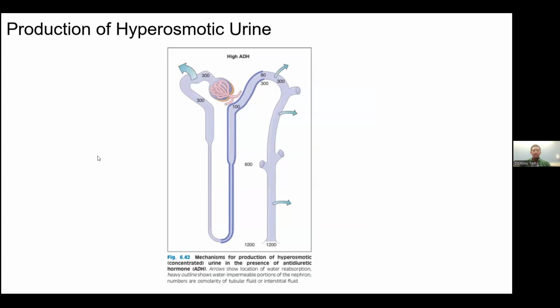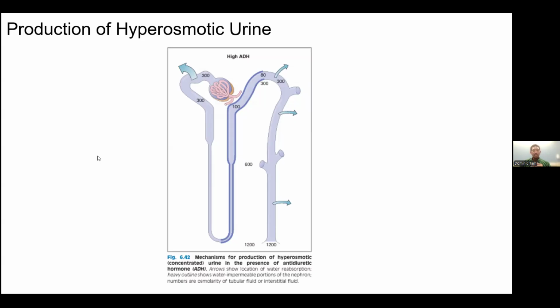So how is urine concentrated, or how do we produce hyperosmotic urine? By definition, this is urine which has an osmolarity that is higher than blood osmolarity. Hyperosmotic urine is produced when circulating levels of ADH are high and occurs in water deprivation or in conditions such as syndrome of inappropriate antidiuretic hormone. The osmolarity of glomerular filtrate is identical to that of blood when it starts off. It's about 300 milliosmoles because water and small solutes are freely filtered.